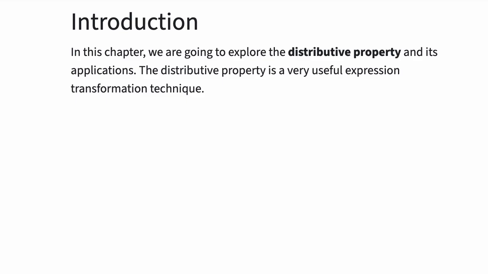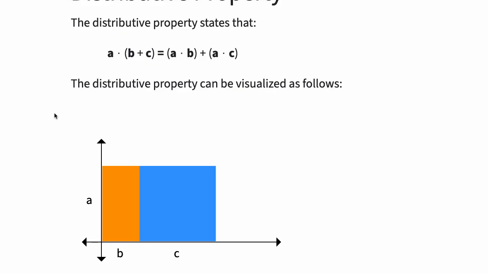In this chapter, we're going to explore the distributive property and its applications. The distributive property is a very useful expression transformation technique. The distributive property states that A times (B plus C) is equal to A times B plus A times C. In other words, we can distribute A to B and C. The distributive property can be visualized in the following graph.